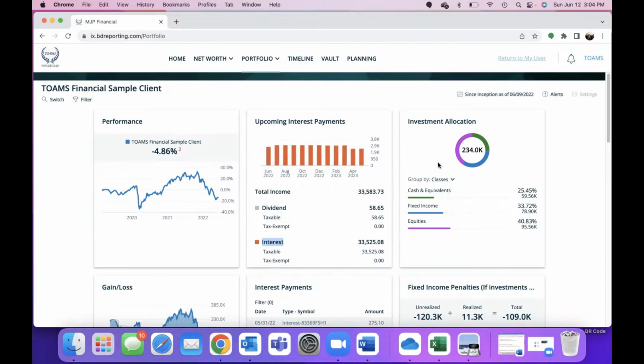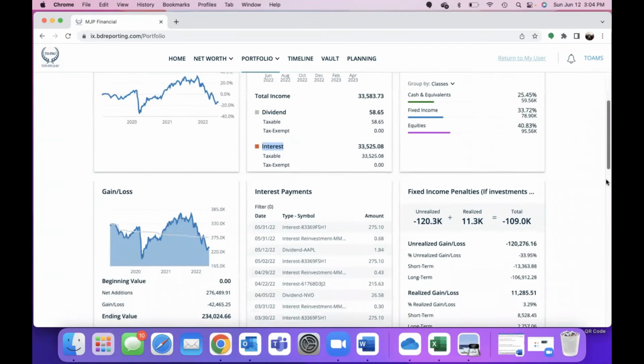Investment allocation shows us how our money is allocated, with the green being in cash, which is money market and cash accounts. The blue fixed income, which are CDs, structured notes, fixed mutual funds, and fixed ETFs. And also equities, which are stock mutual funds, stock ETFs, and stocks on the stock market.